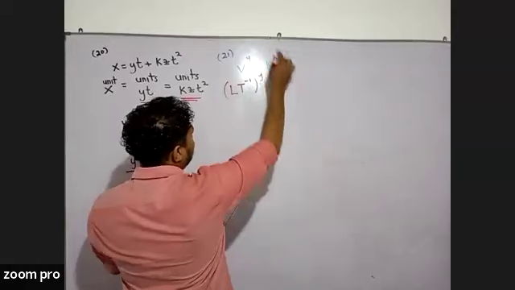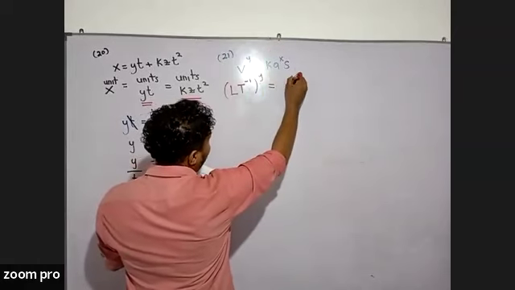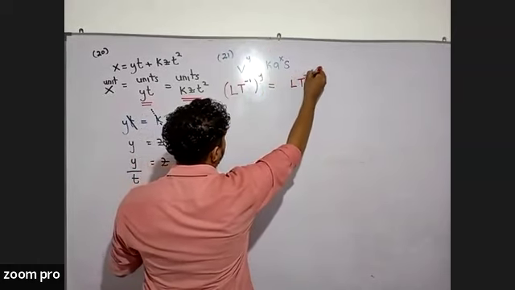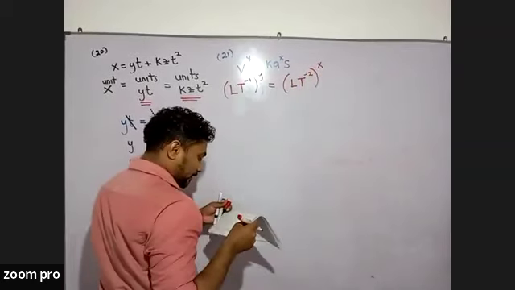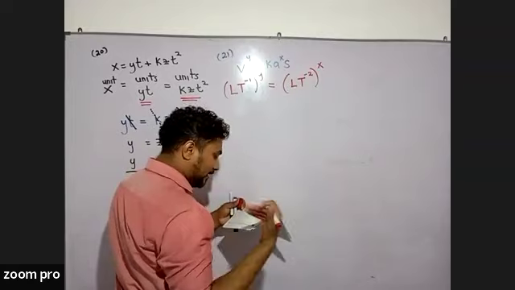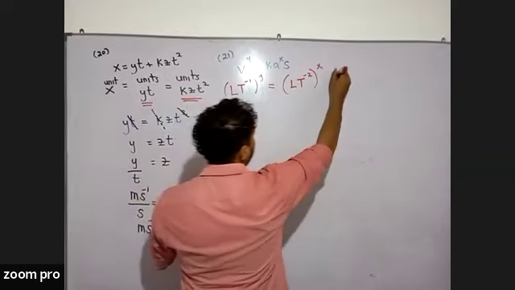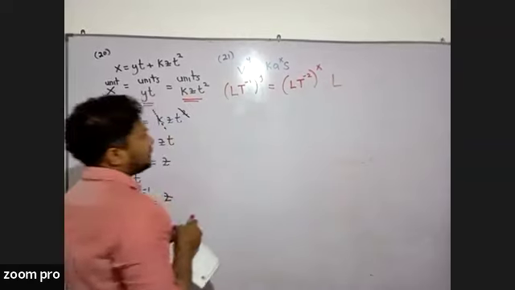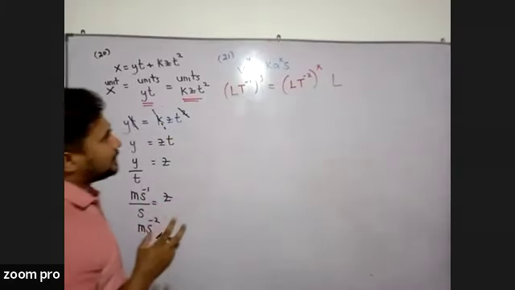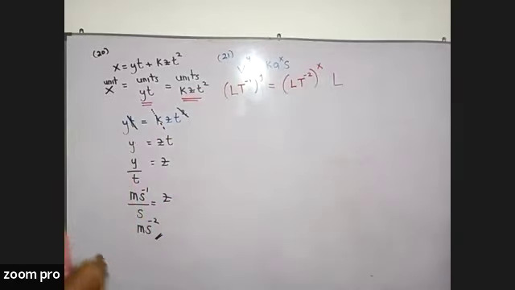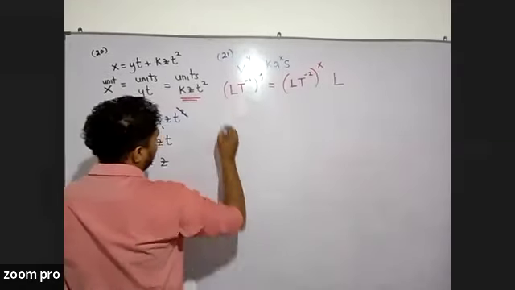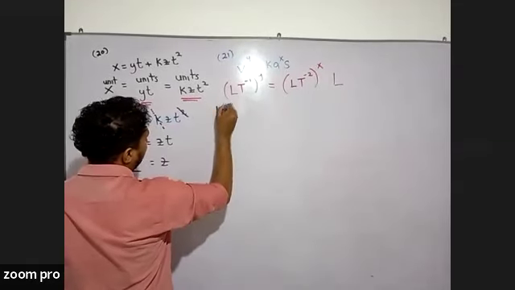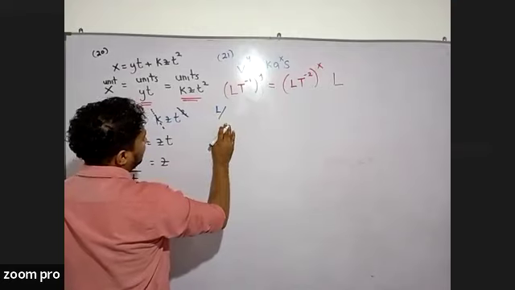We can neglect the k. If a is the acceleration, it should be l t minus 2 into the power of x, and x is defined as displacement, so it should be l, right? So according to the theoretical things that we learned, let's go for the dimension analysis. So let's start with l.